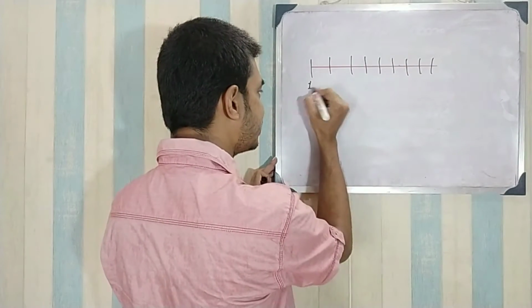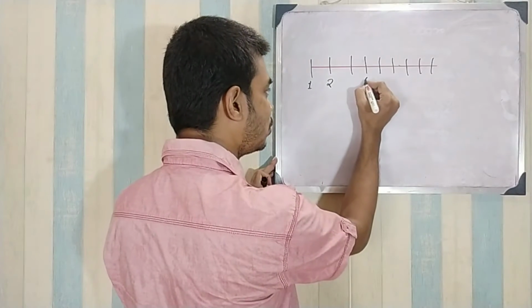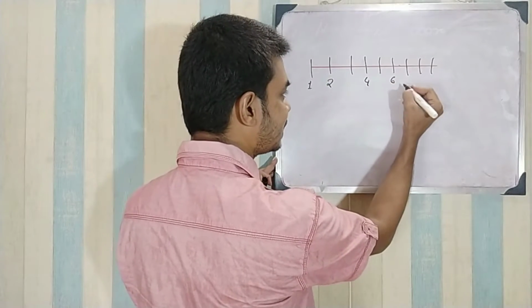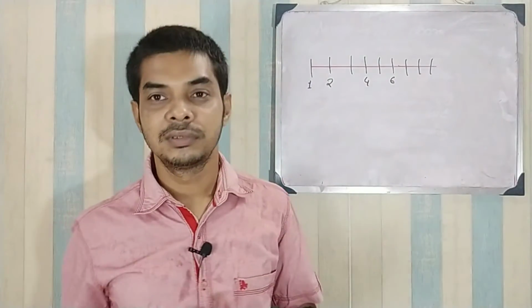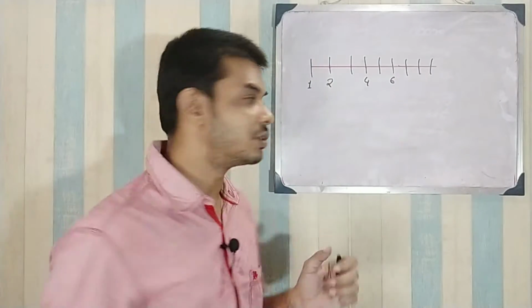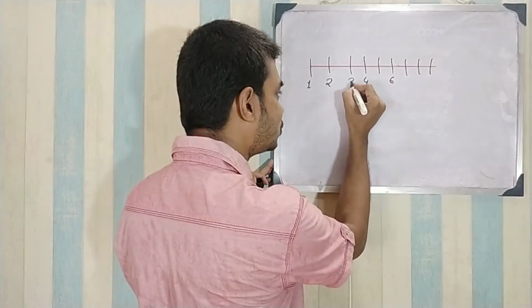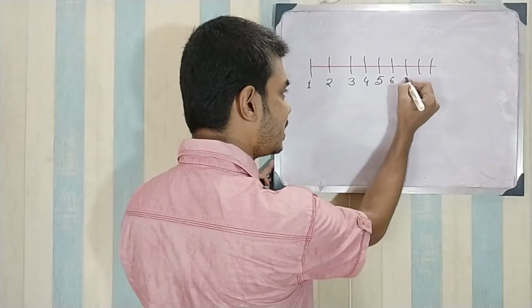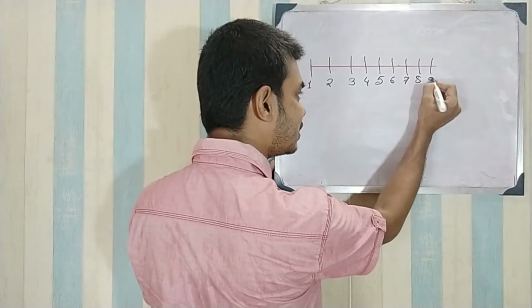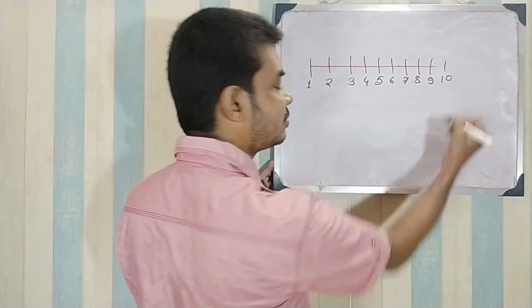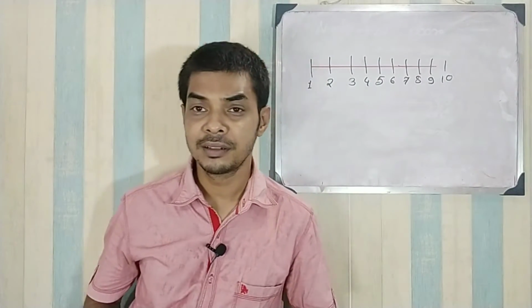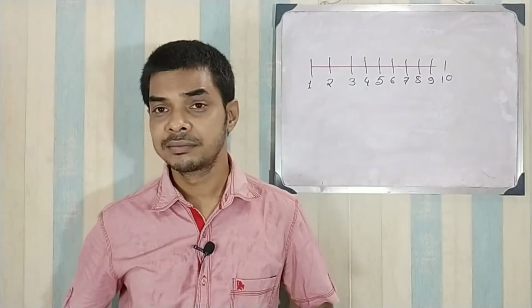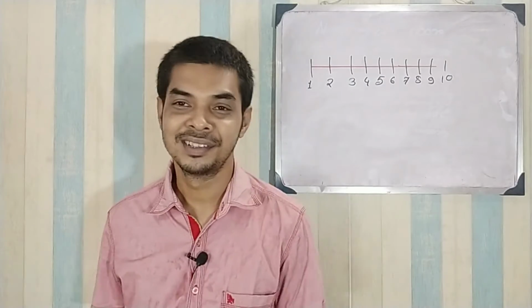And there it's written as 1, 2, 4, 6. And you are asked to put the numbers. That means 1, 2, 3, 4, 5, 6, 7, 8, 9, 10. Can you tell me what this is? This is the number line.